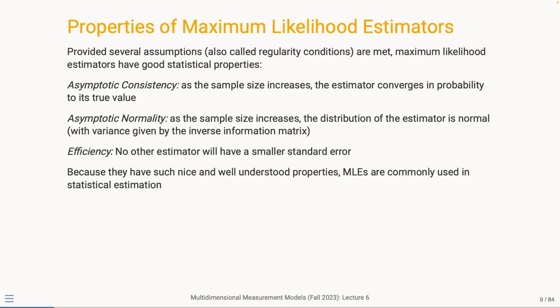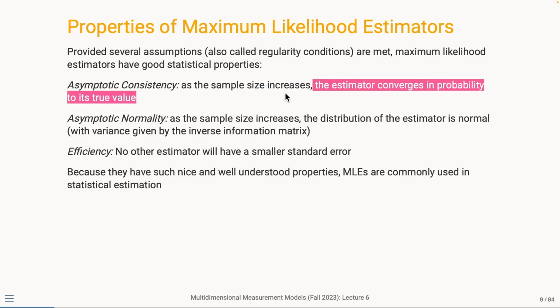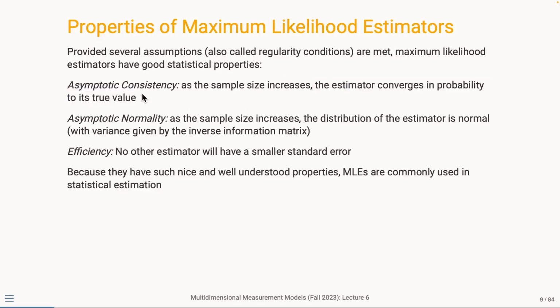One is called asymptotic consistency. Let me break that first word down. Whenever you see asymptotic, you can replace it in your mind with what happens as n goes to infinity. As your sample goes up, what happens to the estimates that you get? Consistency means, basically, are you going to get what the true value of the parameter happens to be? So asymptotic consistency says, as the sample size goes to infinity, the estimator converges in probability to its true value. So that probability goes to 1, effectively. That's a good thing, right?